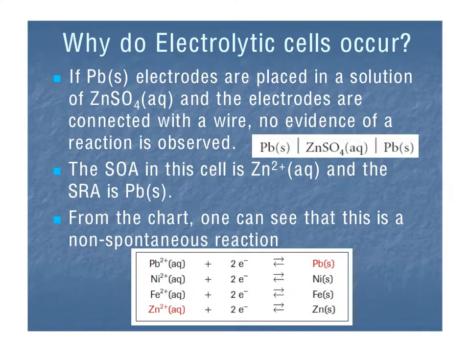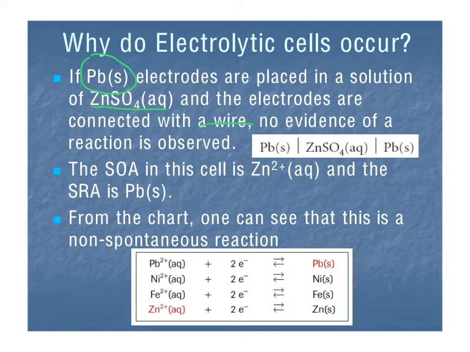To start off, let's look at an example where solid lead is placed into a solution of zinc ions and everything is connected with a wire. However, no evidence of reaction is observed. The cathode does not change in size, the anode does not change in size, there are no bubbles. Because there are no reactions, we know this is a non-spontaneous reaction.